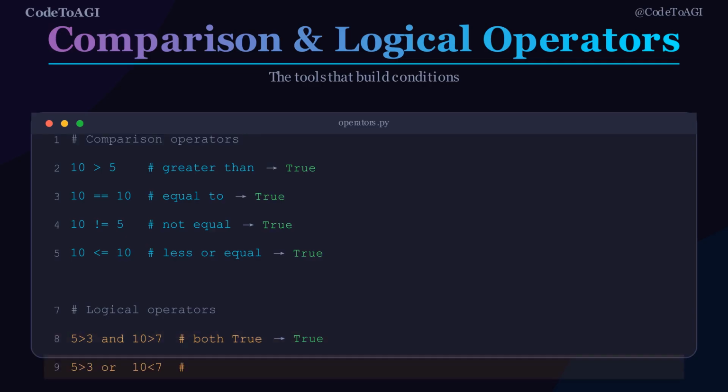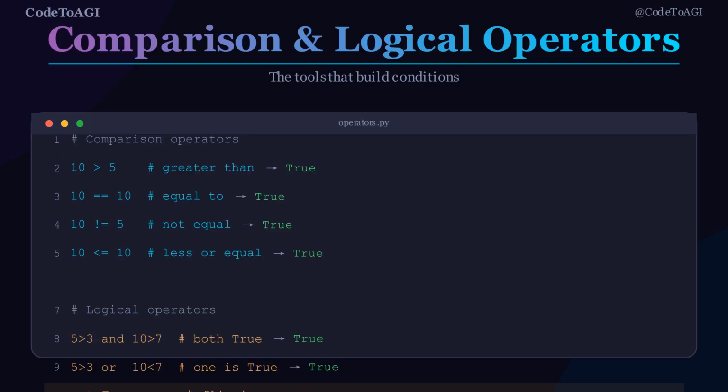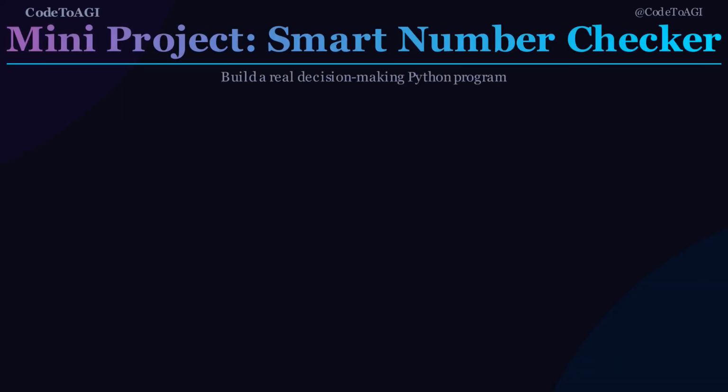Now logical operators let you combine conditions. And both conditions must be true. Or at least one condition must be true. Not flips true to false and false to true. Learn these 6 operators and you can write any condition in Python. Now let us build a real project.